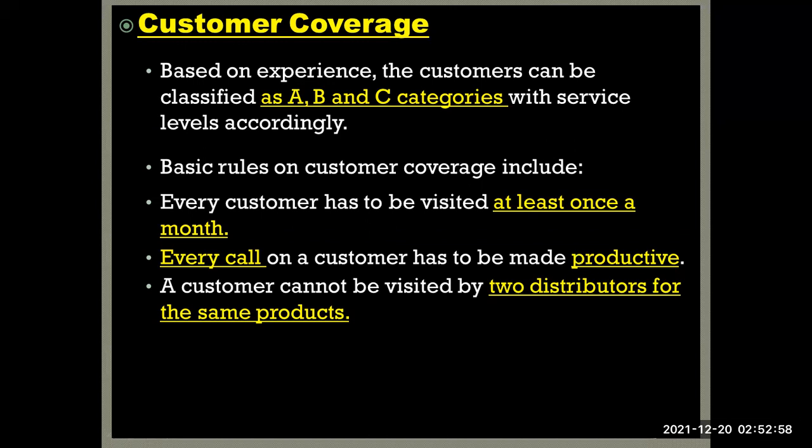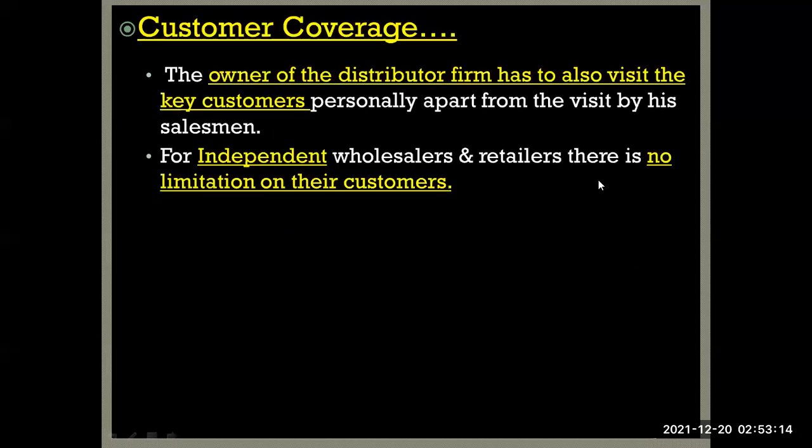The customer cannot be visited by two distributors for the same products. So if two or more distributors are going there and selling the same product, that customer may be confused who is the actual dealer for that particular area, or there may be conflict between two distributors or dealers. Then the owner of the distributor firm has to also visit the key customers personally apart from the visit by his salesman. So the owner of the independent distributorship has to personally visit the large, potential customers.